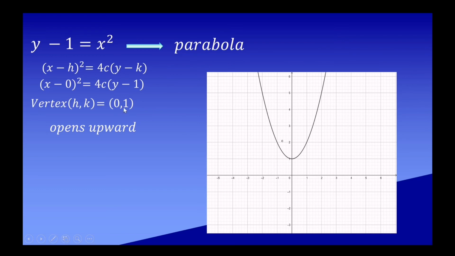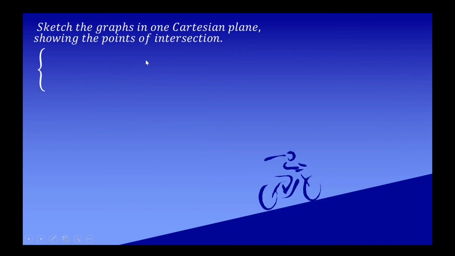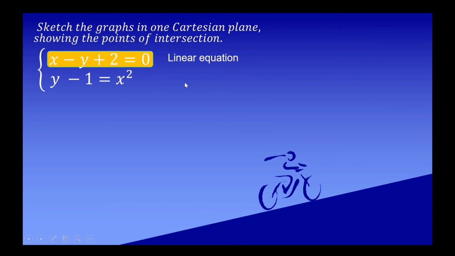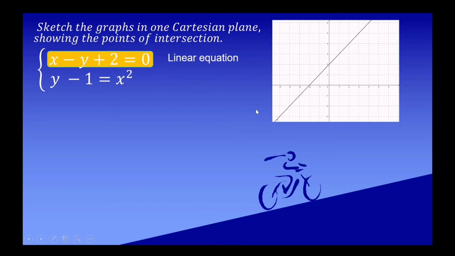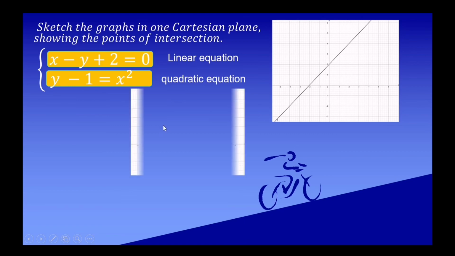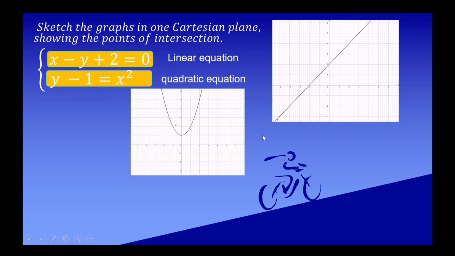So this is the graphical representation of our parabola. Our vertex is given by h and k, that is 0 and 1, along the y-axis. Okay, so let's sketch the two graphs in one Cartesian plane showing the point of intersection. We have equation 1, x minus y plus 2 is equal to 0. We know that it is a linear equation. That is our graph from earlier. Then y minus 1 is equal to x squared. That is also a quadratic equation, represented by a parabola.